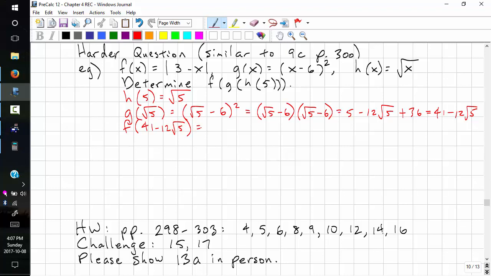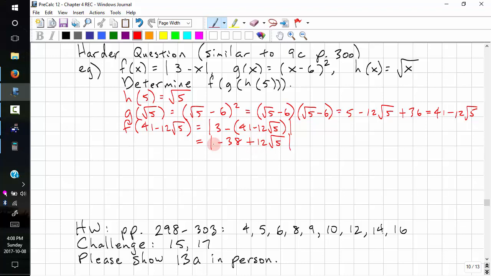And we plug this into x. This is absolute value of 3 minus, and this time we need to substitute with brackets: 41 minus 12 root 5. Now this, we can flip the signs in here. So this is minus 38. 3 minus 41 is negative 38. Minus minus becomes positive 12 root 5.